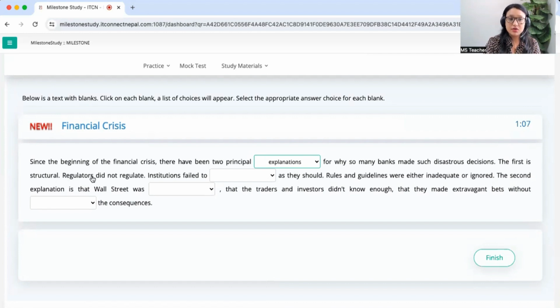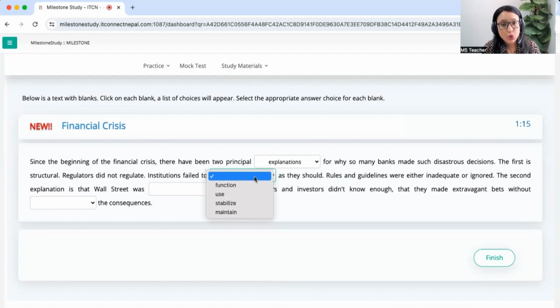The first is structural. Regulators did not regulate, so everything is negative. Institutions fail to dash as they should: fail to use, fail to function, fail to stabilize, or fail to maintain. Use, stabilize, and maintain are verbs, and for these three verbs we need an object. Without an object, using the verb on its own is not enough. For example, if I say I use, what does that mean? What do you use? The question is there, isn't it?